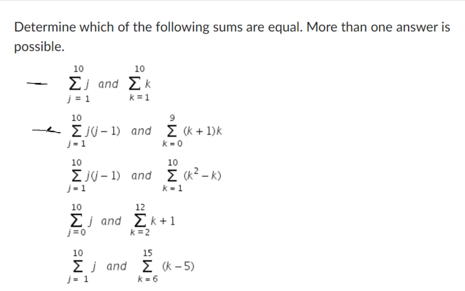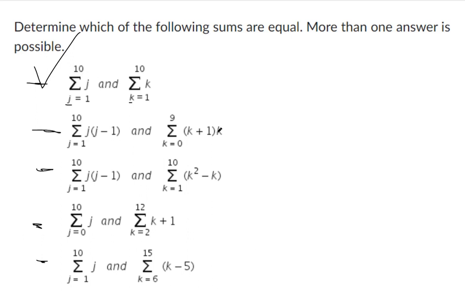We're asked to decide whether each of these are equal to one another. So starting with the first item, these are clearly equal to each other. Doesn't matter the letter. This is 1 plus 2 plus 3 all the way up to plus 10. This is 1 plus 2 plus 3 all the way to plus 10. So yes, these are equal to one another.